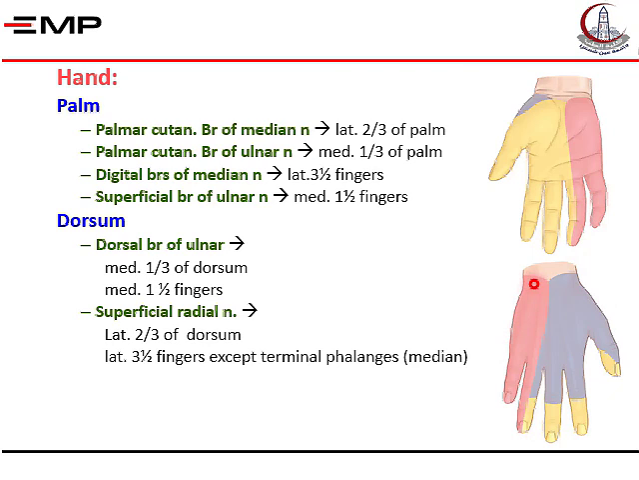On the dorsum, the medial 1/3 of the hand and the medial 1½ fingers are supplied by the dorsal branch of the ulnar nerve, while the lateral 2/3 of the dorsum plus the lateral 3½ fingers on their proximal phalanges are supplied by the terminal branch of the radial nerve.